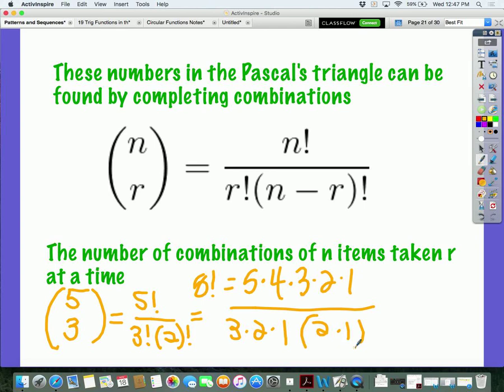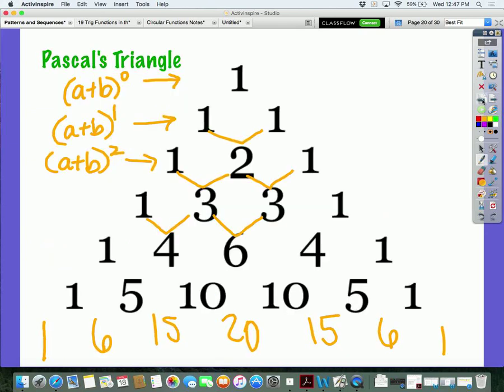Now you don't have to actually sit there and multiply all these out, because you should be able to recognize that since you are multiplying, you can cancel out. I have a 3, 2, 1 at the bottom, and I have a 3, 2, 1 at the top. So that leaves me with just 5 times 4 over 2 times 1, instead of saying 120 over 6 times 2, which is 12. So 5th row, 3rd term would be 10. And just to double check, 5th row, 3rd term, wasn't it 10? Sure was. So it does work.